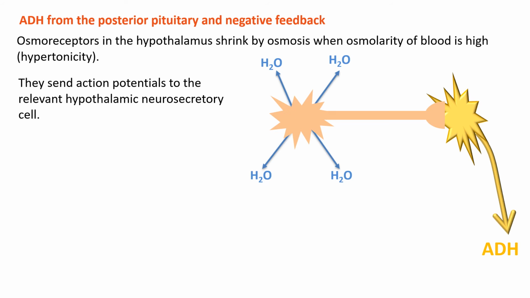Why would that be? Maybe because we've taken some water out because we're dehydrated. We haven't been drinking enough. So that is going to make the osmotic particles in the blood more concentrated. So it's going to create this osmotic gradient of hypertonicity. So, okay, our osmoreceptors stimulate the release of ADH.